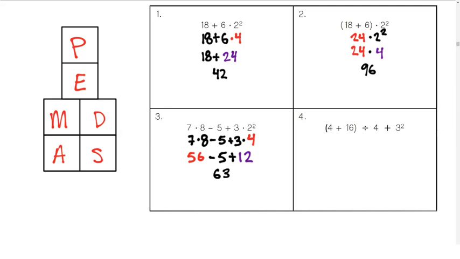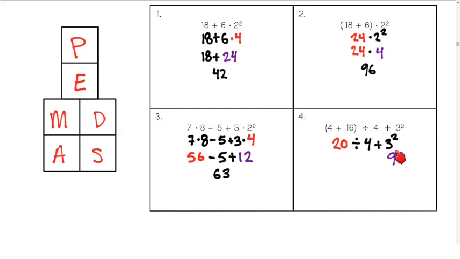Number 4. If I start with number 4, I notice that first off there are parentheses, so I have to start with parentheses, and that would be 4 plus 16, which would give me 20. And now that I've done that, I can bring down the rest of the stuff, and I go from left to right again, and I notice, oh hey, there are exponents, so I'm going to do exponents next. 3 raised to the second power, that would be 3 times 3, or 3 squared, which would give me 9. So I'm going to go ahead and write 9 there.